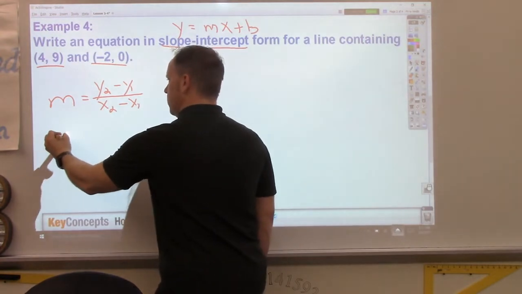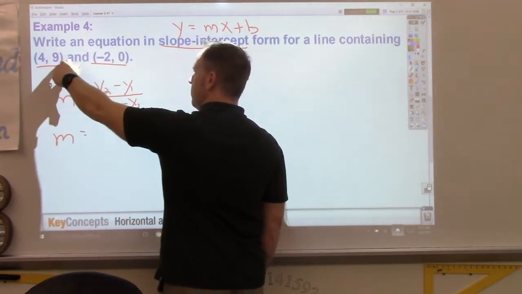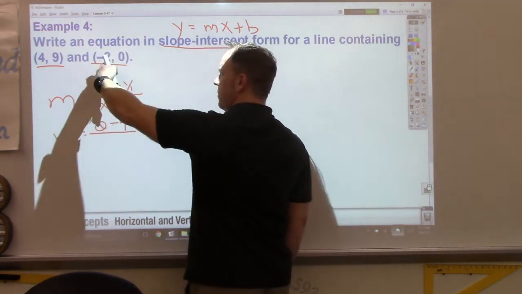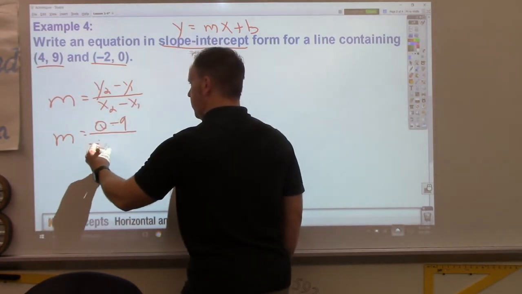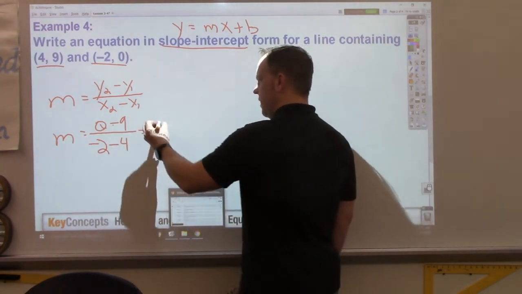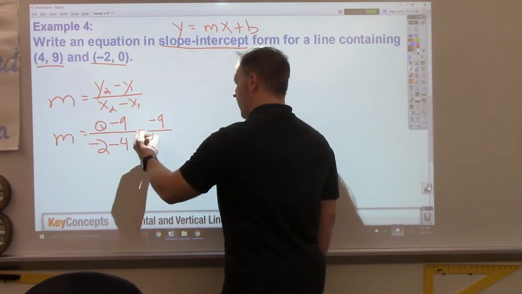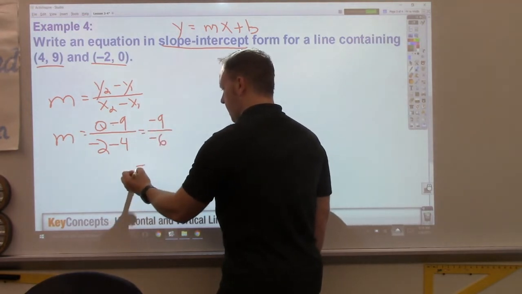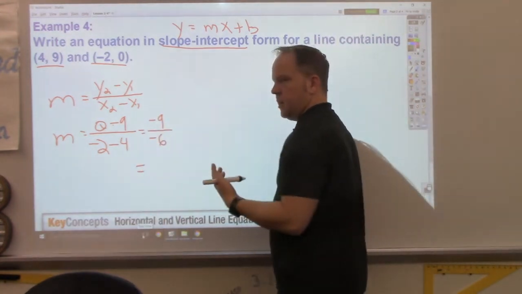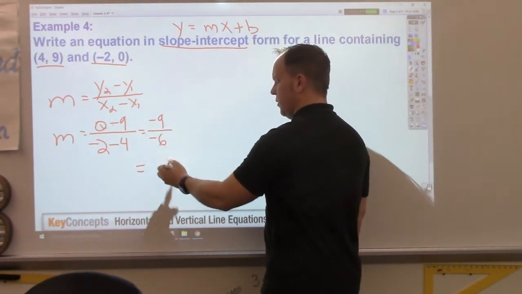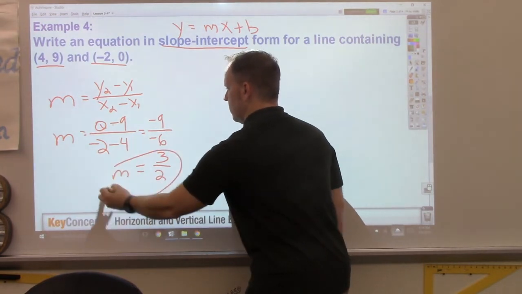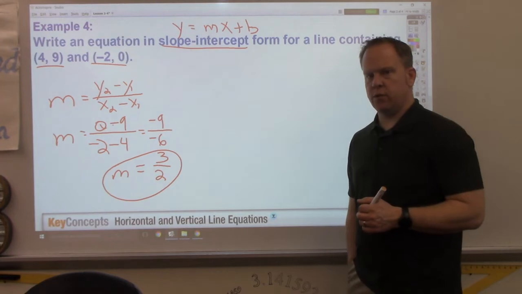So if I plug in my values, 0 minus 9 over -2 minus 4. I end up with -9 over -6. Simplify that and make it easier for you to use. Negative divided by negative is a positive. 9 over 6 reduces to 3 over 2, so my slope is 3 over 2.